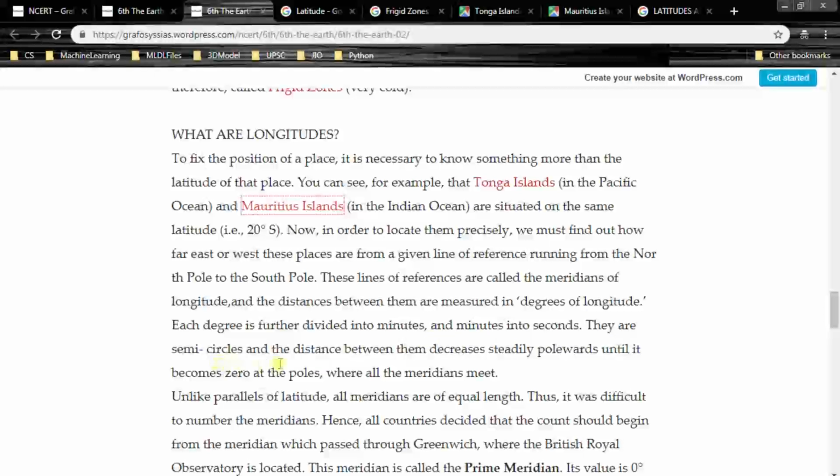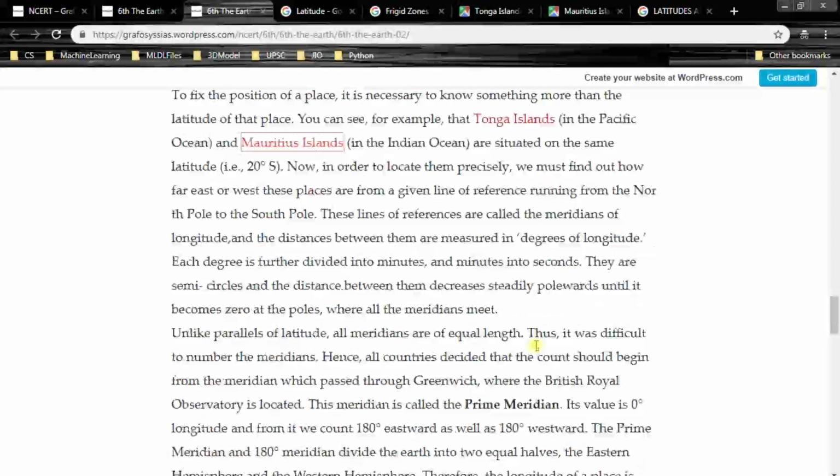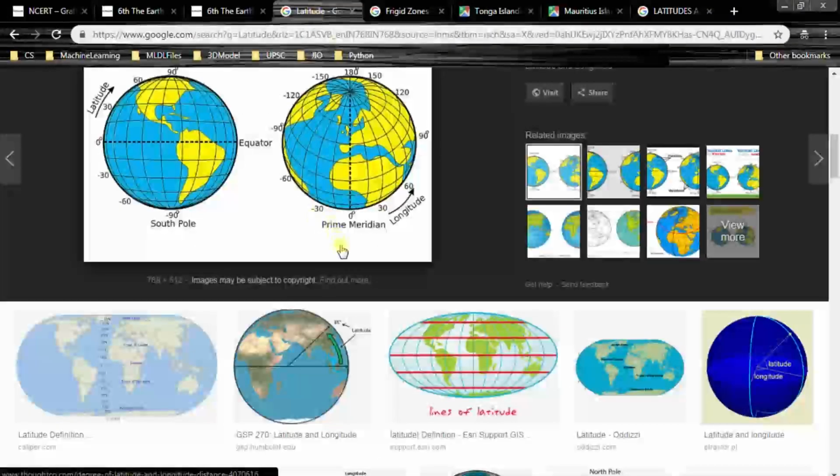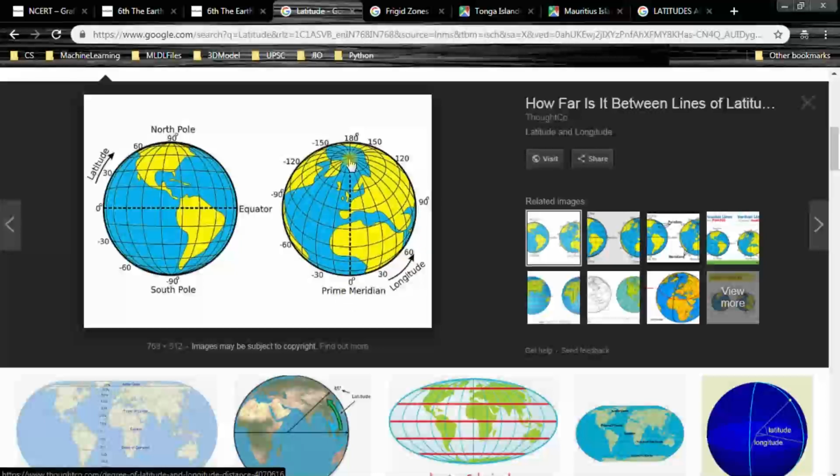They are semicircles, and the distance between them decreases steadily polewards until it becomes 0 at the poles, where all the meridians meet. So let's again go to this picture. These are the longitudes. We just saw these are the latitudes, and the long lines, which are vertical, are called longitudes.